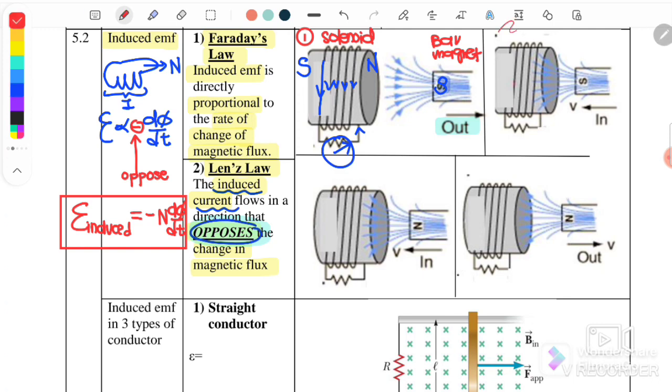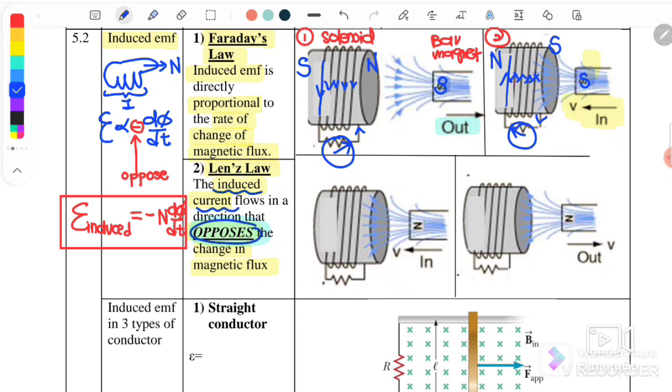Case 2. When the solenoid and the bar magnet are near to each other, when the bar magnet moves into or near the solenoid, the south pole here will be approaching the solenoid. If you follow Lenz's law, the solenoid will try to push it out. How does it push it out? This end will become south. South and south repel each other. So this is north. Again, you use the right hand grip. The current now will flow upward, in a clockwise direction. So the galvanometer will deflect to the left.